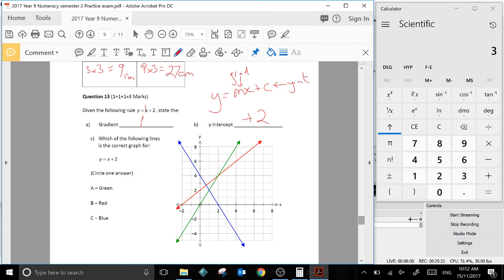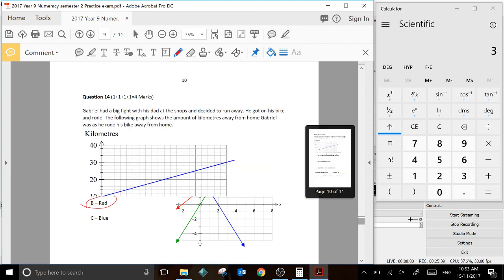So which of these three lines is that graph? Well, if the y-intercept has to be 2, our line has to cross the y-axis at 2. Notice the green line crosses at 0 and the blue line crosses at 4. So it must be the red line. It has got to be the red line. It's the only one that crosses through 2.